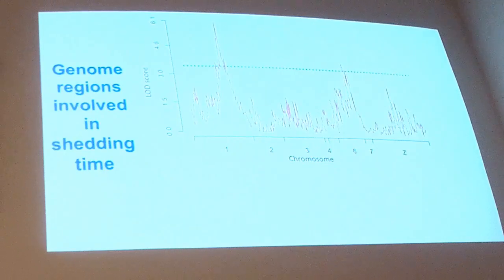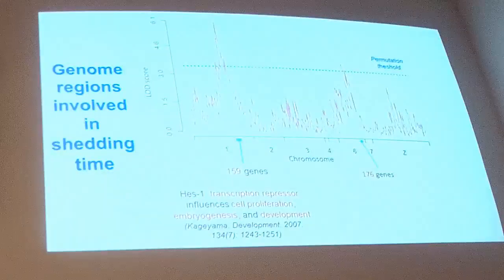We see some evidence on chromosome 6 as well. So what genes are in those peaks? Well, there are about 160 genes under that peak on chromosome 1. And when we look under the very highest part of that peak, there's a very compelling candidate gene. HES1 is a transcription repressor that influences cell proliferation, embryogenesis, and development in Drosophila work. So a very exciting candidate.